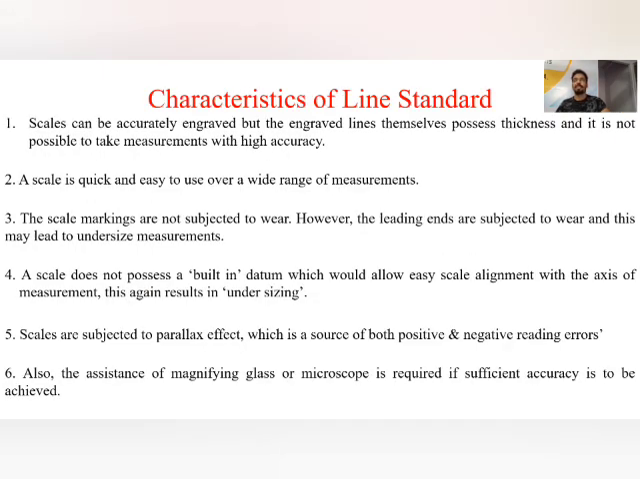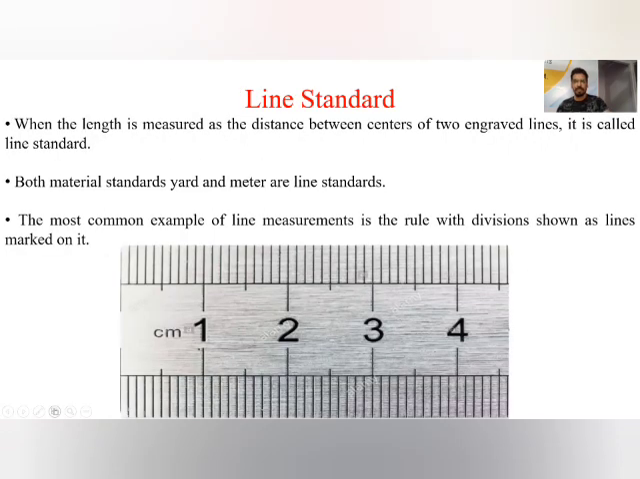Next, characteristics of line standard. The first characteristic is that the scale can be accurately engraved, but the engraved lines themselves possess some thickness, and it is not possible to make measurements with high accuracy. As shown in the previous figure, this scale is made with a number of divisions, and each division is made up of lines, and each line has some thickness. So we cannot get 100% accuracy with this ruler, because each engraved line has some thickness and consumes some part of the length. So it is not 100% accurate.